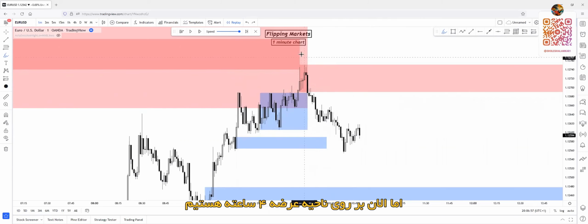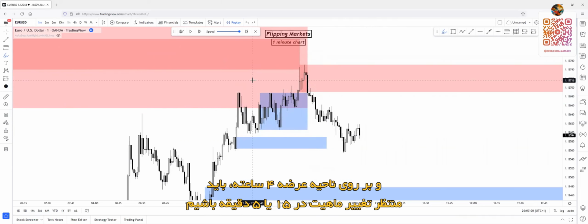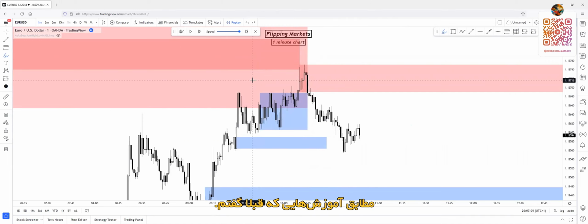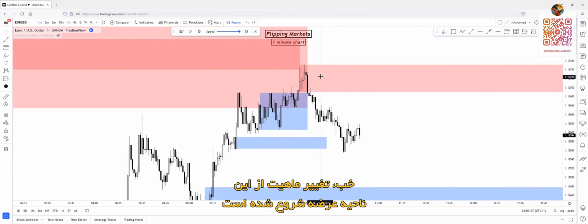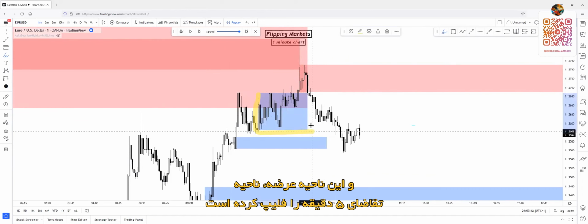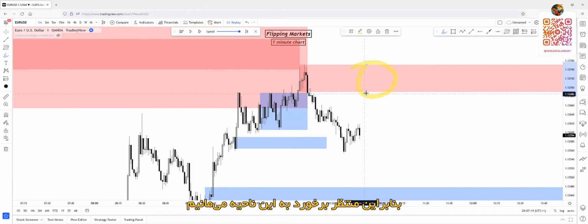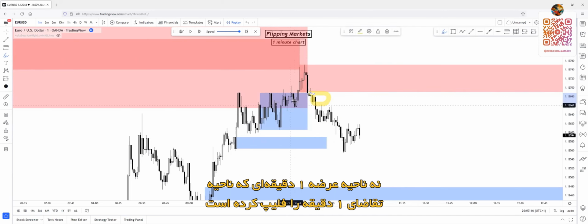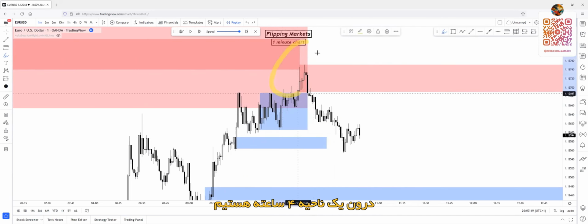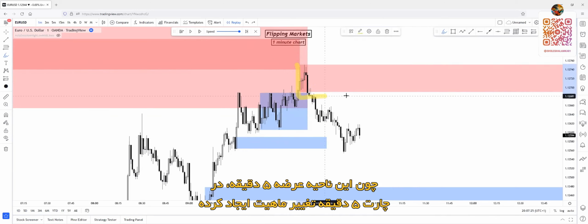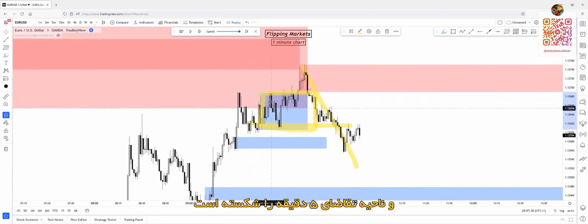Okay, but right now we are in the 4-hour supply zone, and in a 4-hour supply zone we have to wait for a 15-minute or 5-minute change of character, as I told you, right? So the 5-minute change of character happened from this supply zone, and this supply zone flipped the 5-minute demand zone. So we are waiting for this supply to be tapped, and not the 1-minute supply zone that flipped the 1-minute demand zone, because we are inside of a 4-hour zone, right? This is a really important part, because this 5-minute supply zone changed character on the 5-minute and on this 5-minute demand zone.